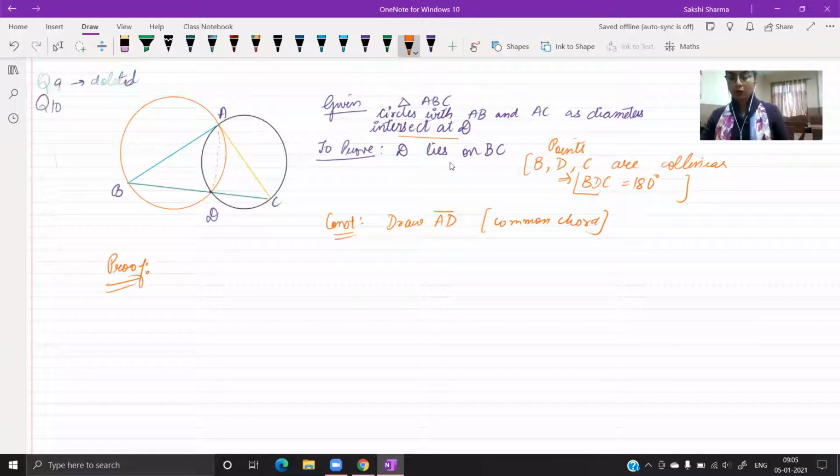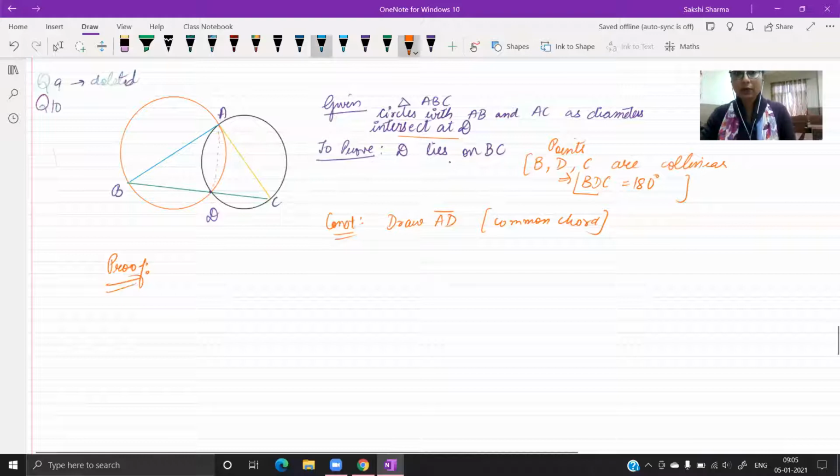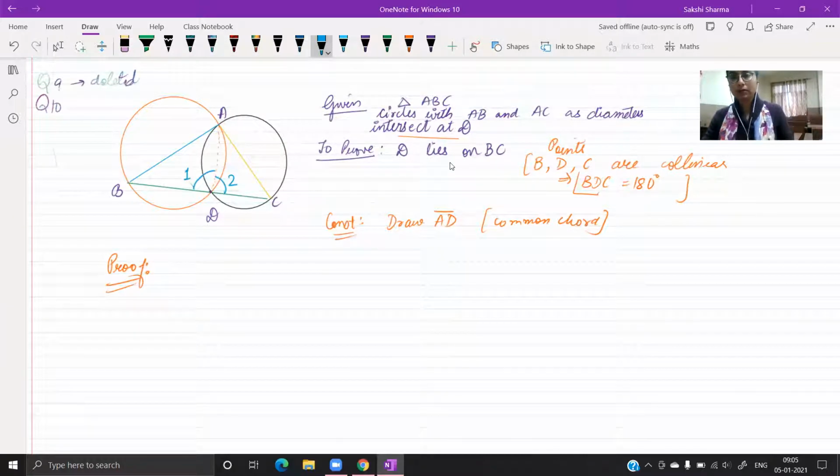Now, keeping in mind what we want to prove, angle BDC is 180 degrees. What I'm going to do here is prove the sum of angle 1 and angle 2. Angle 1 and angle 2 together form angle BDC. I'm going to prove that angle number 1 plus angle number 2 is equal to 180 degrees. And for that, I will consider the two semicircles that I obtained because of those diameters.